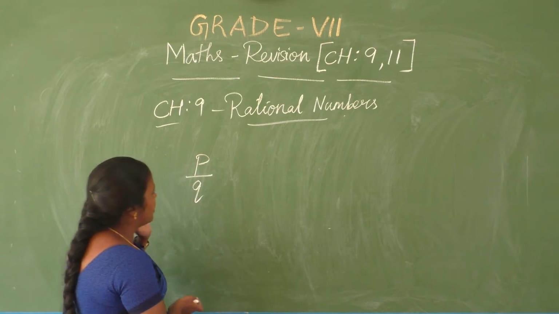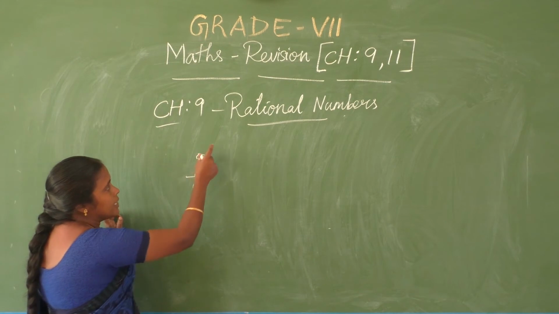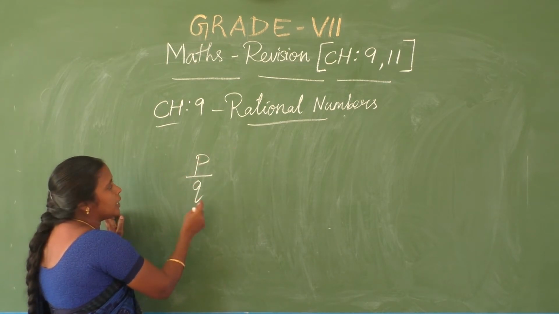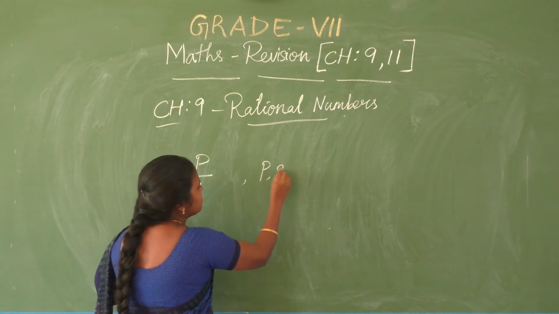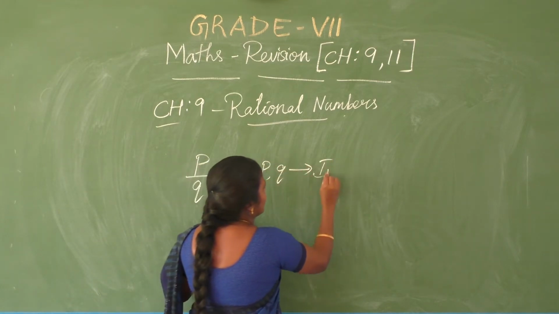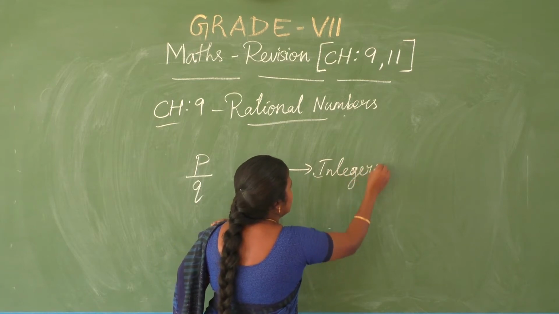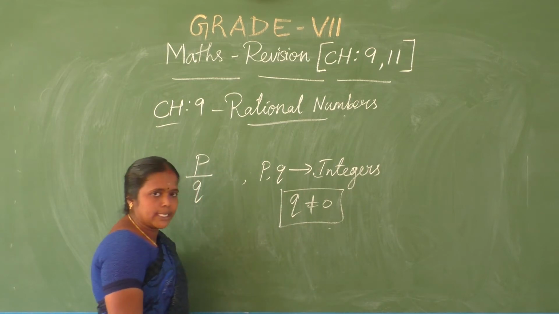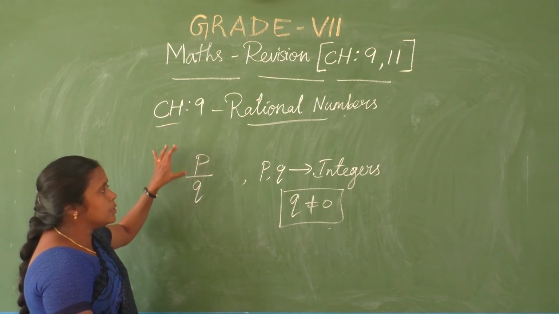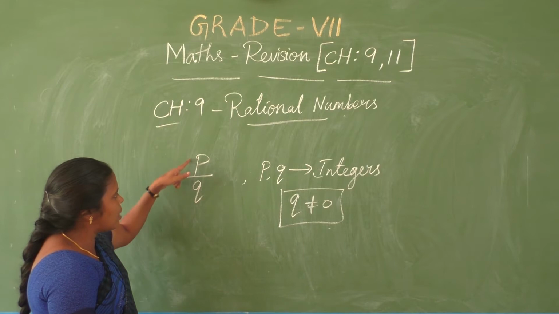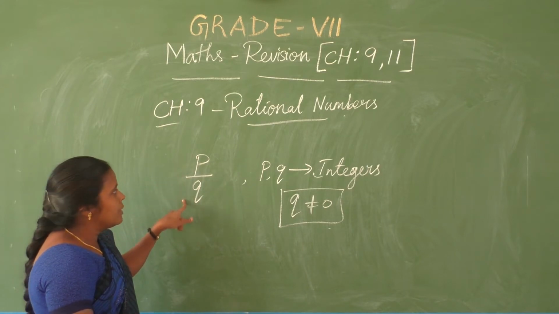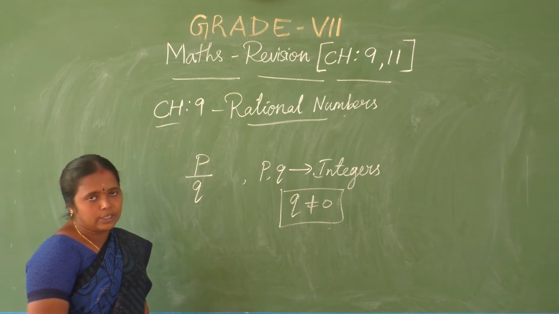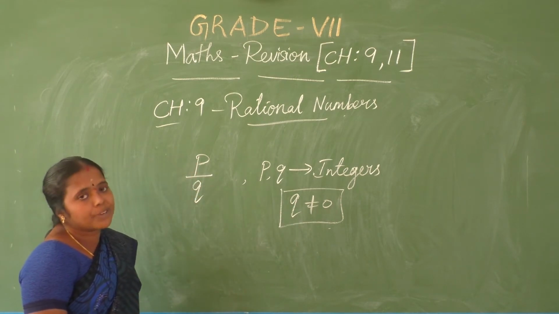The proper definition: a rational number can be expressed in the form of P by Q, where P and Q are integers and Q is not equal to 0. Very important. Rational numbers can be expressed in the form of P by Q, where P and Q are integers, Q is not equal to 0. This is the proper definition of rational numbers.